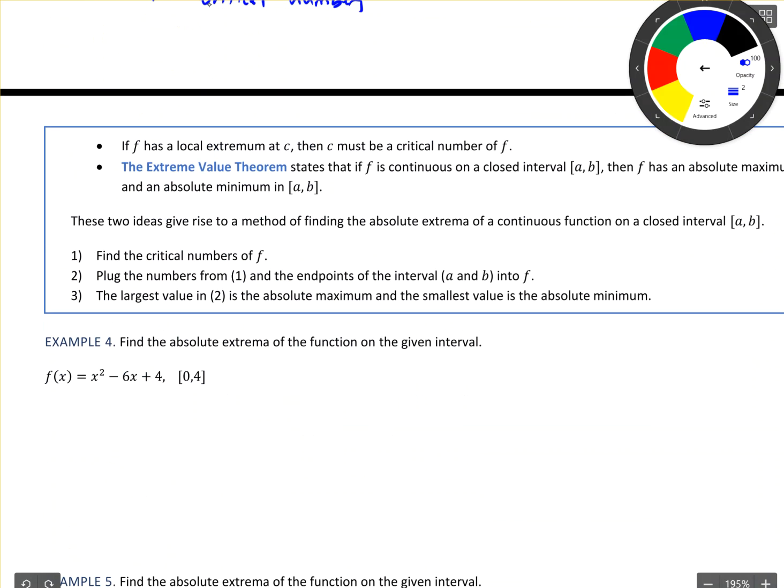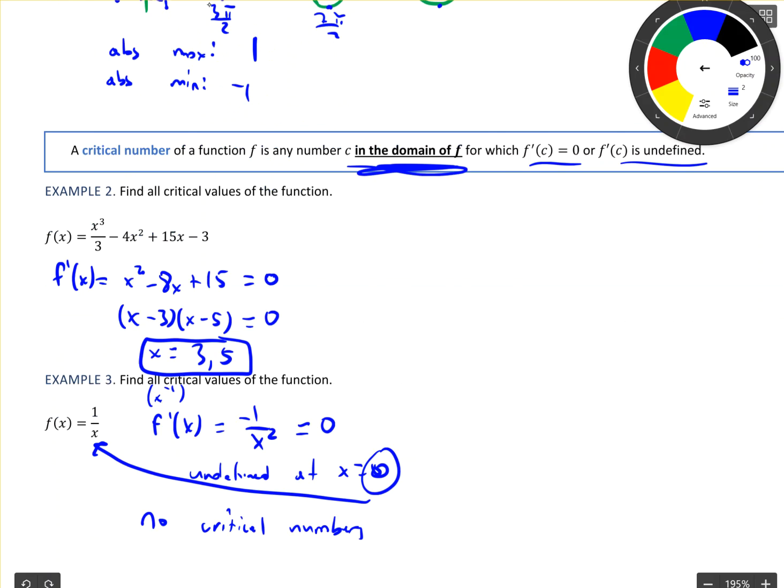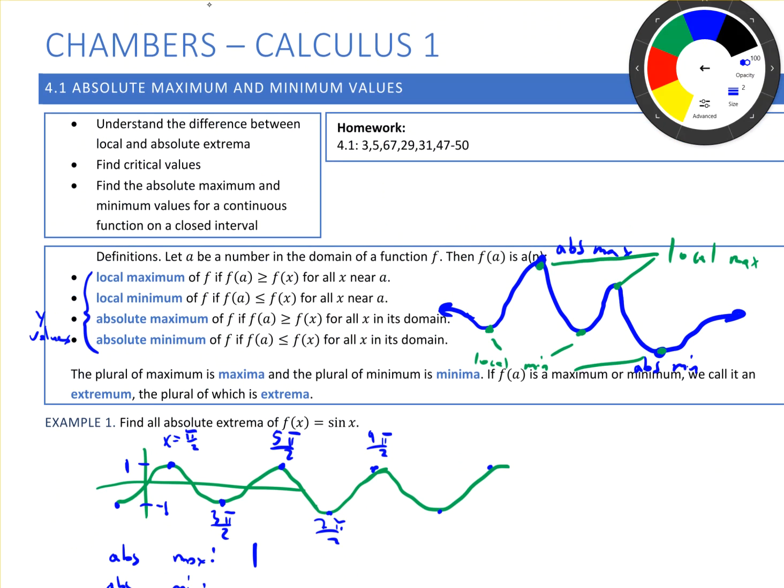So if f has a local extremum at a number c, then c must be a critical number of f. So if I have a max or a min, like each of these points on my graph here, let me even do a different color. Each of these points here, each of those x values must be a critical number.